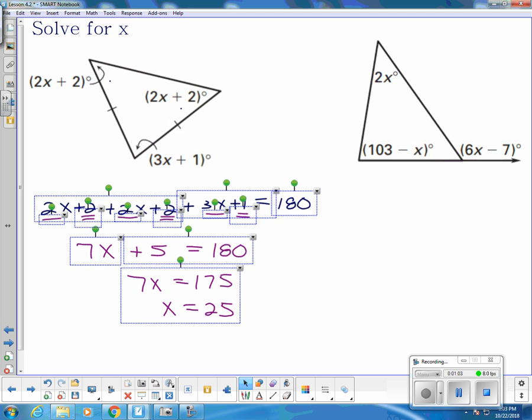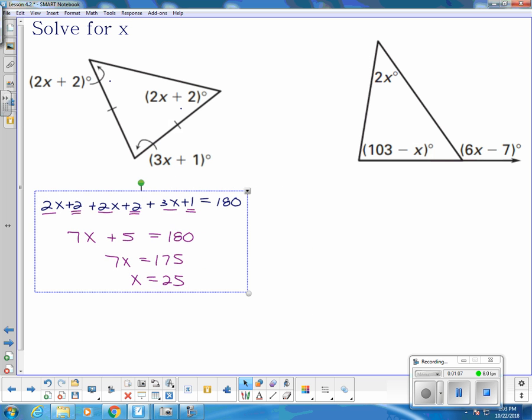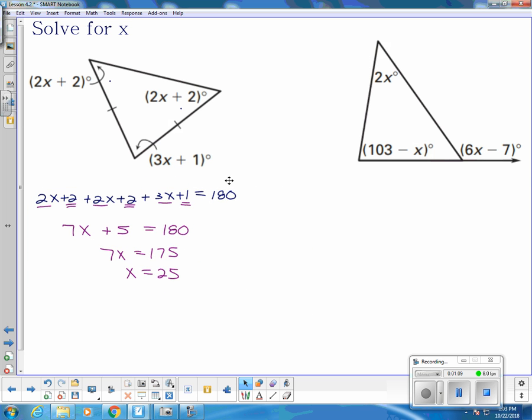Now, pay attention to the question, because sometimes they just say, hey, what's x? Sometimes they may say, tell me if this is an obtuse, a right, or an acute angle triangle, right? So we would have to take the 25 and plug it in to each angle to find that out. I can already tell it's isosceles by the sides marked. Okay, but here it just said solve for x.